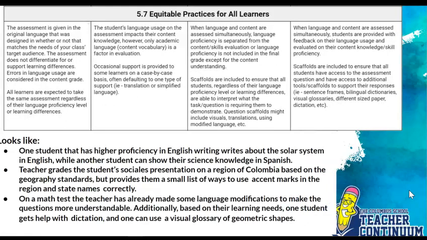In an environment closer to the right side of the continuum, this might look like a student that has higher proficiency in English writing about the solar system in English, while another student shows their science knowledge in Spanish. A teacher grading a student's Sociales presentation on a region of Colombia based on the geography standards, but providing them with a small list of ways to use accent marks in the region and state names correctly.